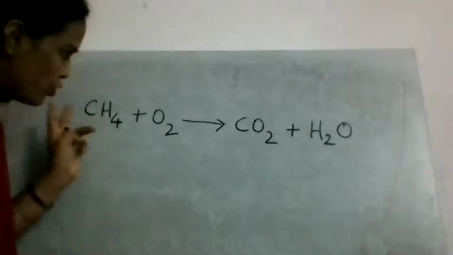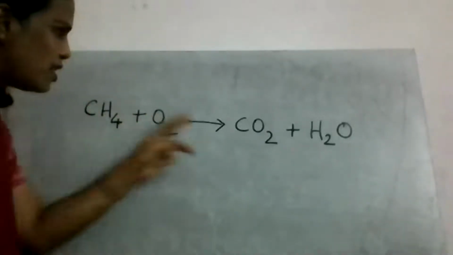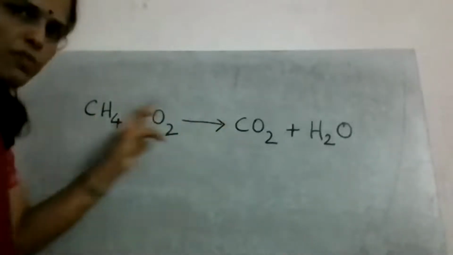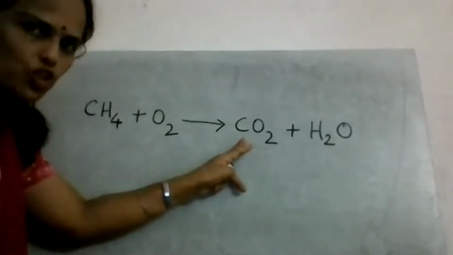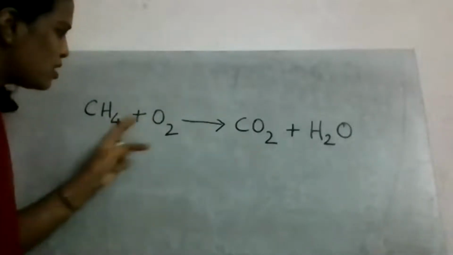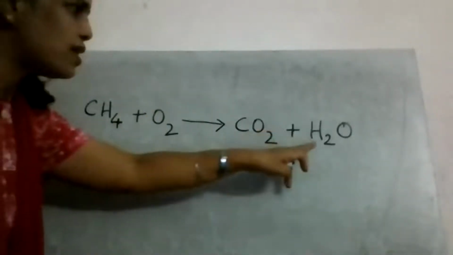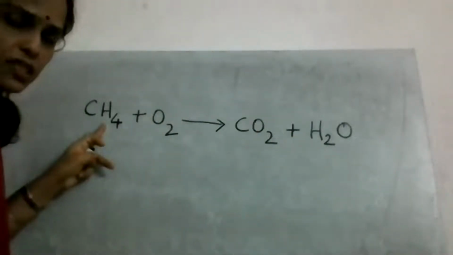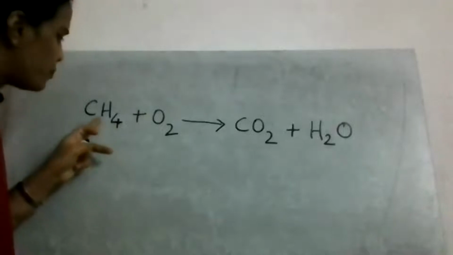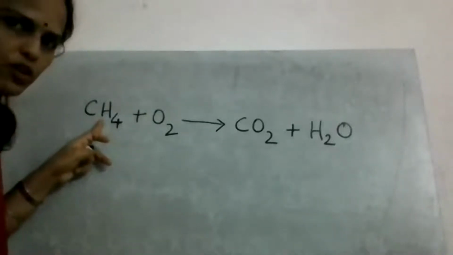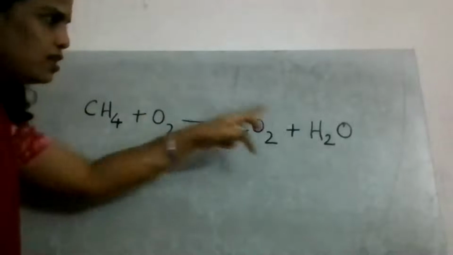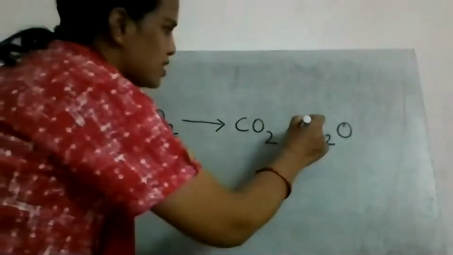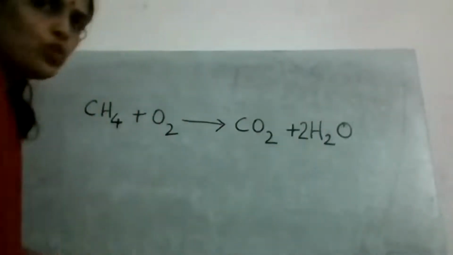To balance, first look at the elements other than hydrogen and oxygen. The other element present here is carbon. So carbon on both sides is balanced. You have read this in class 11. Now let us balance hydrogen. This is the hit and trial method which we are following. Here 4 atoms of hydrogen are present on the left hand side, and 2 atoms of hydrogen on the right hand side. So to balance, we write 2 H2O.